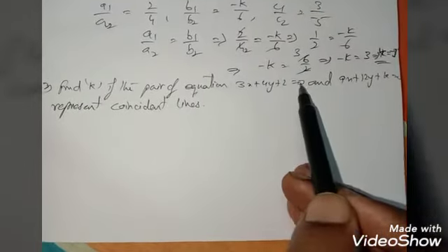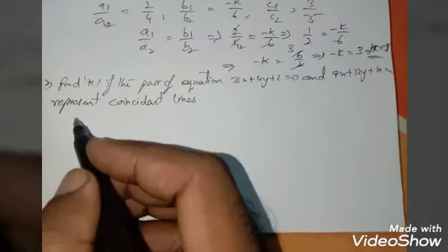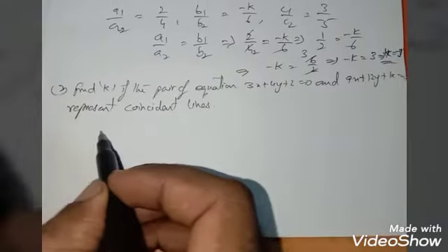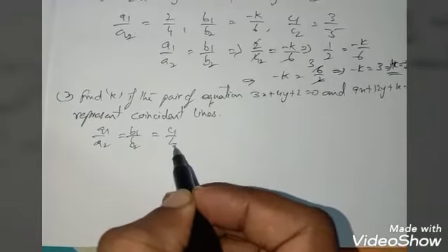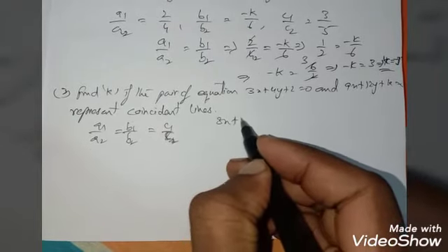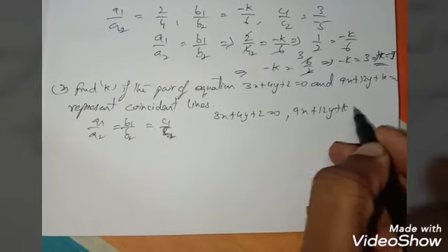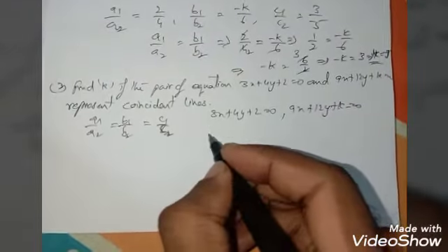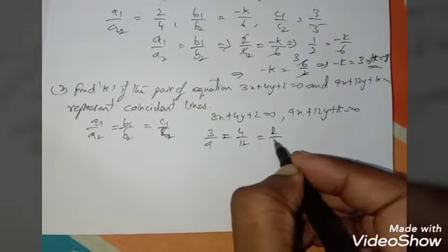Next, the third question: find the value of k if the pair of equations 3x plus 4y plus 2 equal to 0 and 9x plus 12y plus k equal to 0 represents coincident lines. The condition for coincident lines is a1 by a2 is equal to b1 by b2 is equal to c1 by c2, right? So you can write 3 by 9 is equal to 4 by 12 is equal to 2 by k.